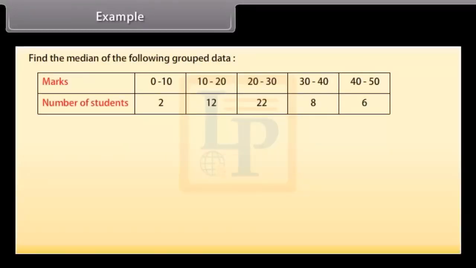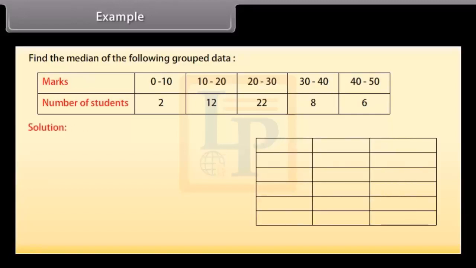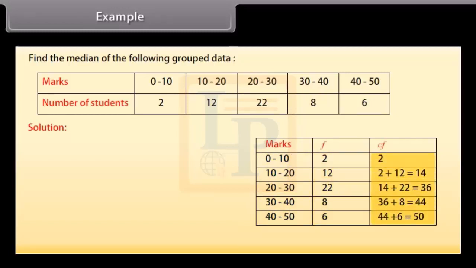Find the median of the following grouped data. Solution. In the first column, we've written the given marks. In the second column, we have written the given frequency. In the third column, we have found the cumulative frequency. After that, n by 2 equals 50 by 2, which is 25. So, 20 to 30 is the median class.